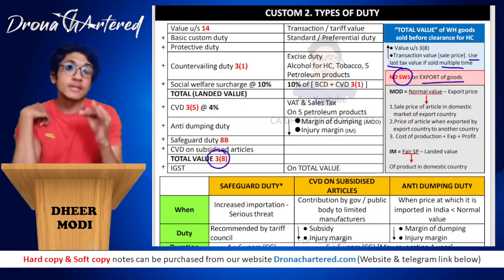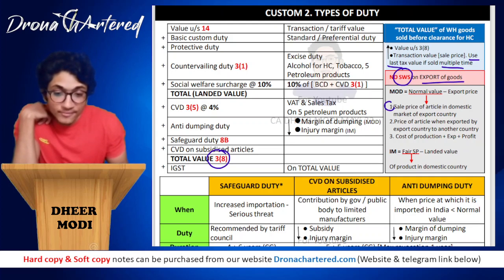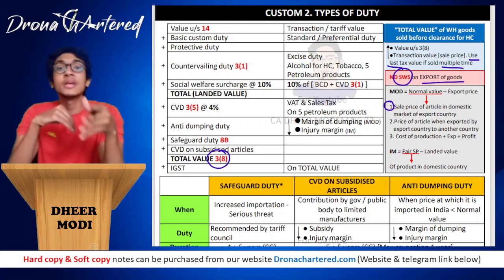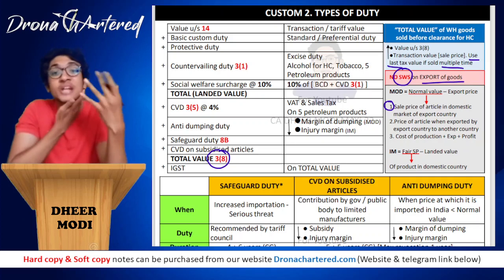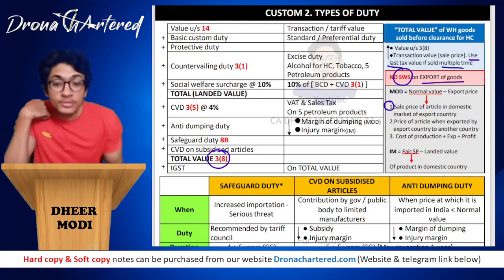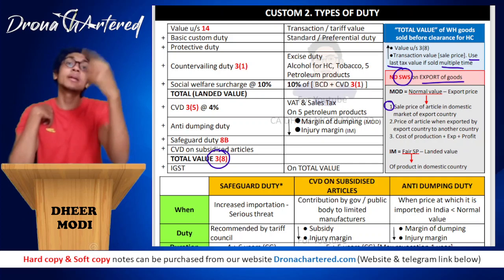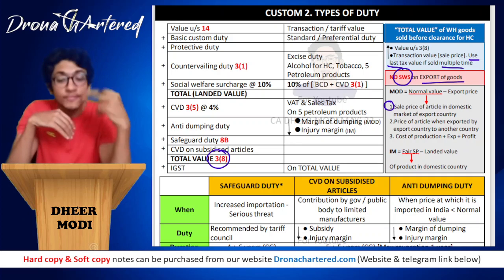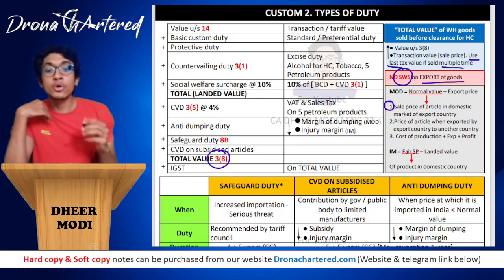So now there are three ways to calculate your margin of dumping. First priority is the sale price of an article in the domestic market of the export country. That means the country that is exporting. In our case, when we are buying from China, China is your exporting country. So the sale price of the article in the domestic market of China, that means this article is sold at what price in China. First, you have to consider that, that will be your normal value.